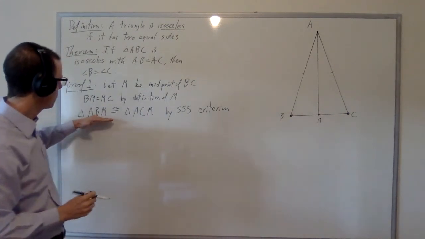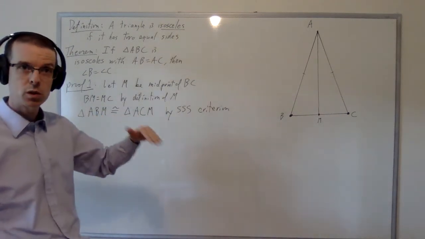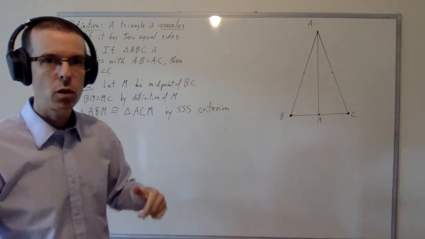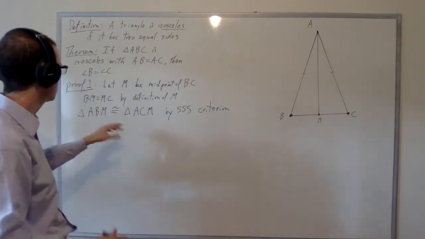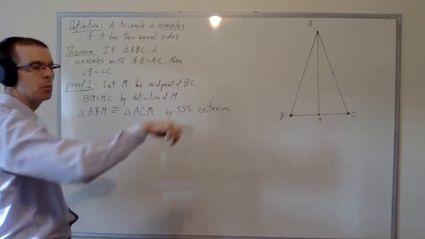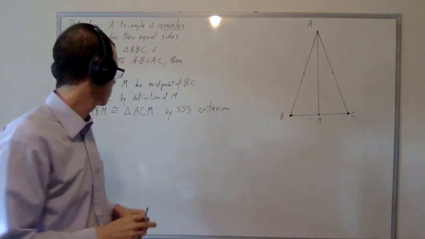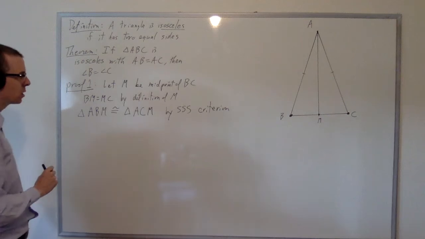So we really need to be careful about the order in which we assert these triangle congruences, because it's a different statement. And the original statement that I had, that ABM and AMC were congruent, was actually false. Okay, so this gives us the congruence.